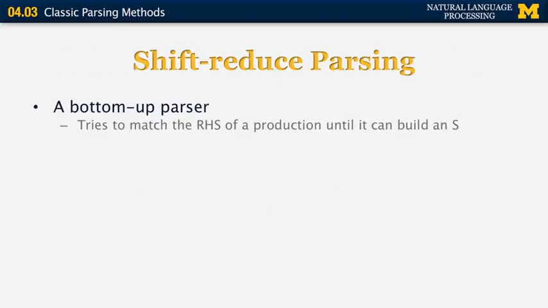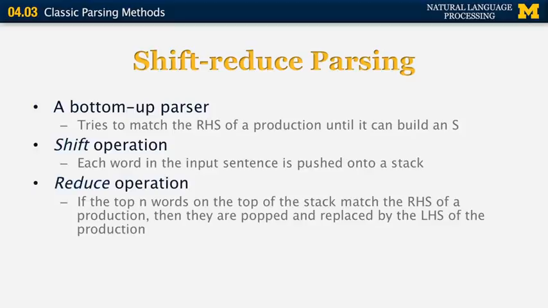So now we're going to look at some specific techniques for parsing. We're going to start with shift-reduce parsing. Shift-reduce parsing is a bottom-up parser. It goes left to right in the sentence, and it tries to match the right-hand side of a production until it can build a sentence. It includes two operations. As the name indicates, those are the shift operation and the reduce operation. The shift operation takes a word from the input sentence and pushes it onto a stack.